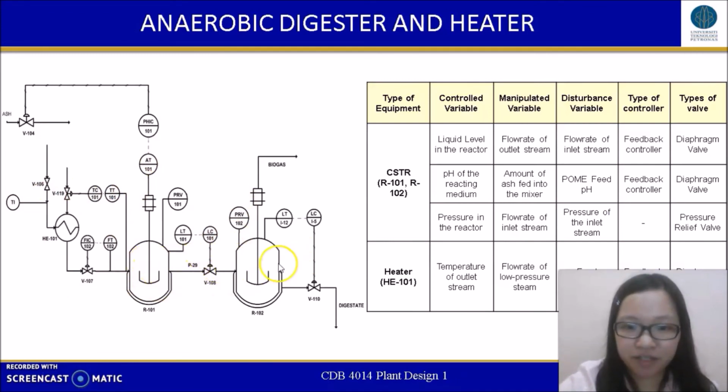For the anaerobic digester, there are three control variables, which are the liquid level in the reactor, the pH of the reacting medium, and also the pressure in the reactor. The control units for the first digester is almost similar to the second digester. We have this PRV, pressure relief valve, which is used to control the internal pressure in the tank. We also have this for the process unit to control the pH of inside this reacting medium by manipulating the flow rate of the ash into the mixer.